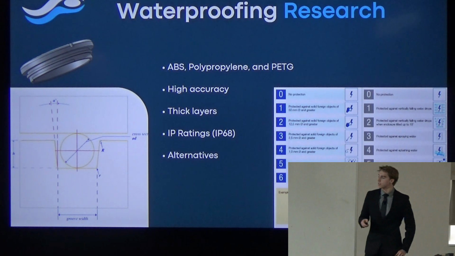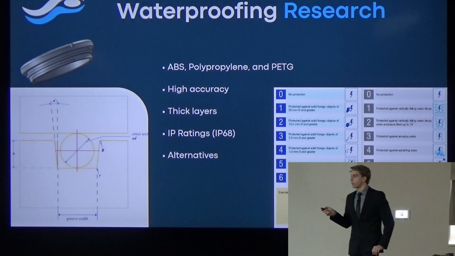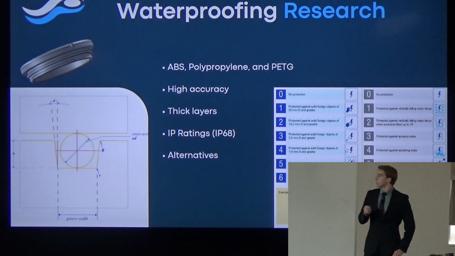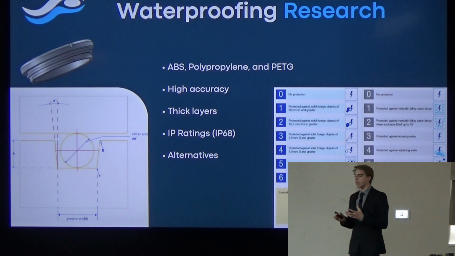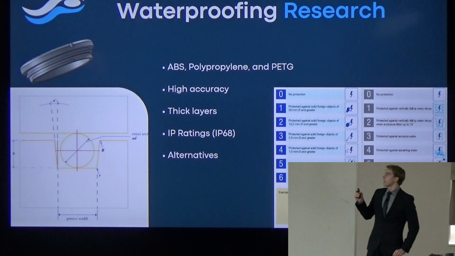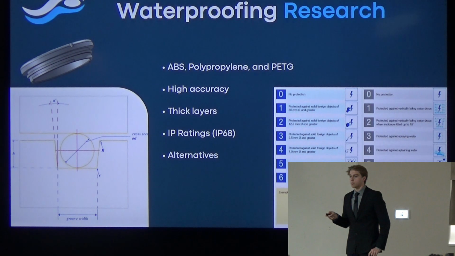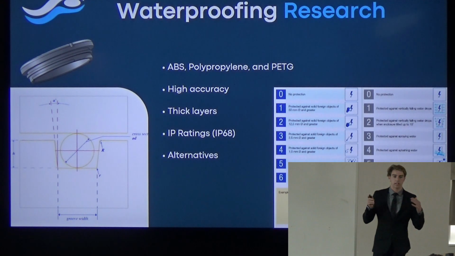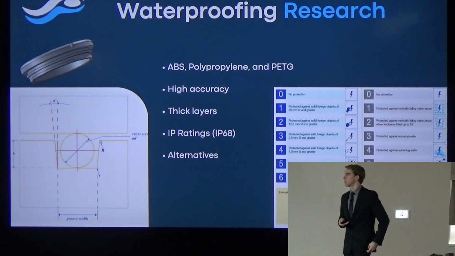Additionally, I needed high accuracy, which was available with the PETG. Then the thick layers were very important so that in case water was able to seep through layers of the 3D print, it would be blocked out by multiple layers. It can get through one or two layers of the 3D print, however not the entire case and ruin all my electronics.